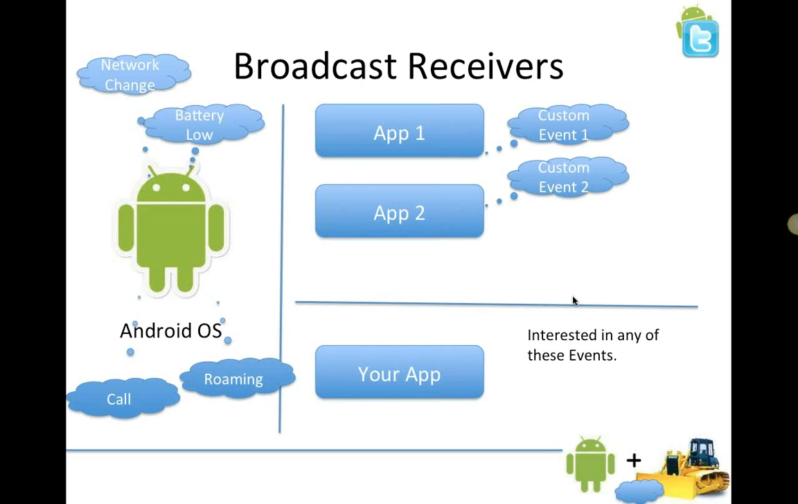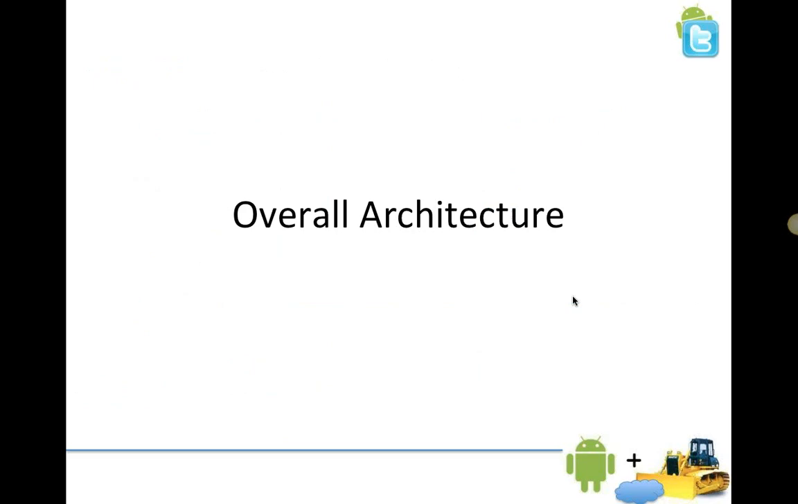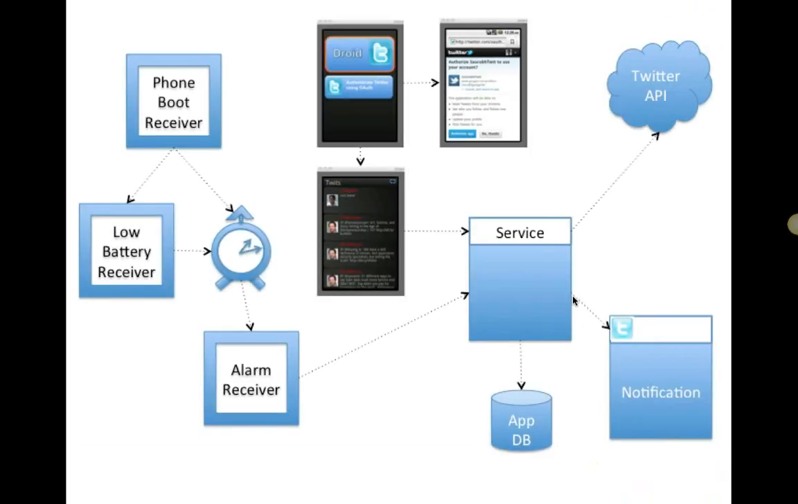An application needs to implement a broadcast receiver and register it with Android to receive all these interesting events. So that's all about the basic building blocks. And now I'm moving over to a screen which talks about the overall architecture of the Twitter application.